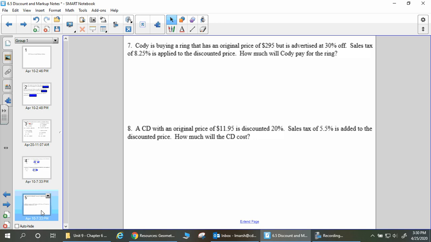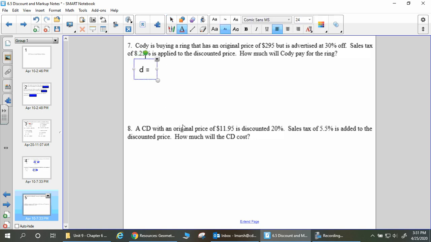So this is where we're going to do two things. We're going to take a discount, but then we have to apply sales tax. Sales tax is kind of like a markup, but it happens at the end instead of at the beginning, because the state applies that sales tax to your item so that they get to make a little bit off of it too. So we're going to apply what we did in the first video, and first figure out, if he has a ring that's $295, but it's 30% off, what is he going to pay for that ring?